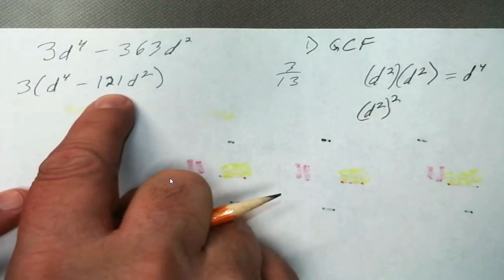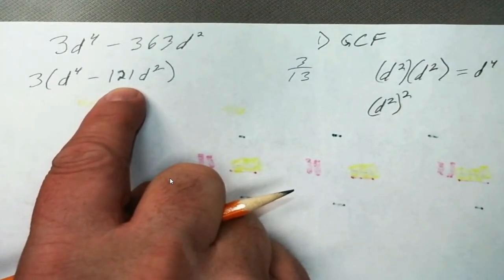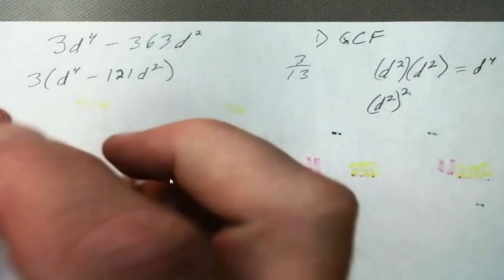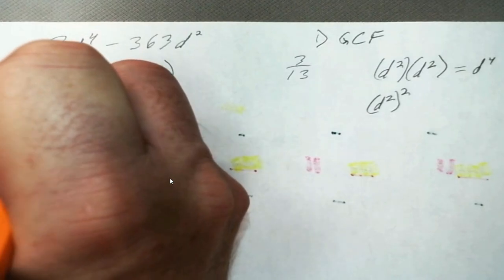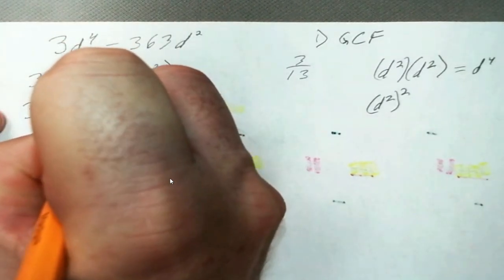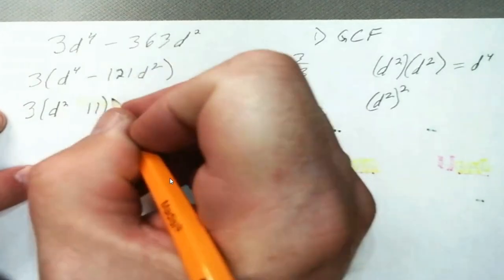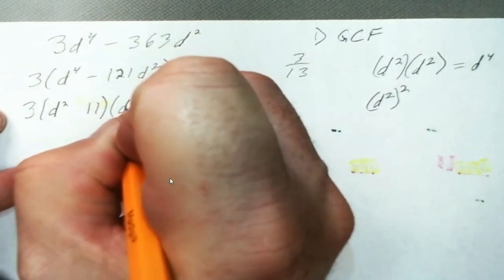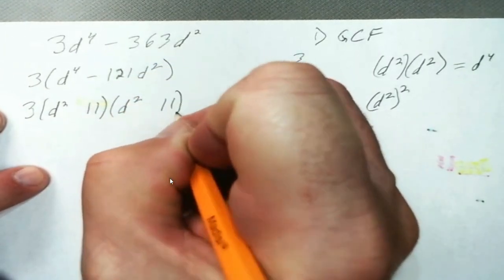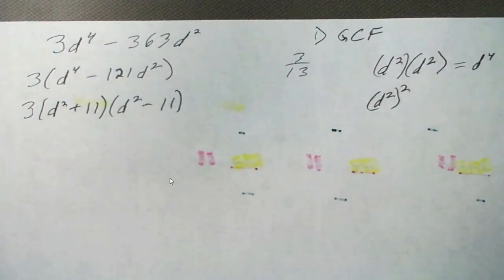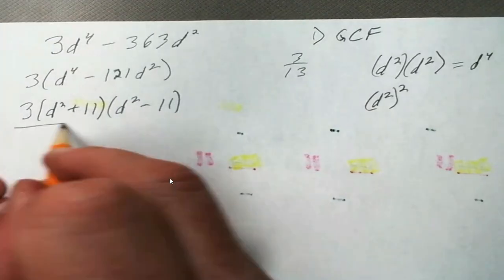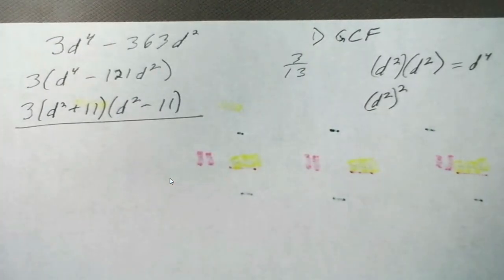How about this? 121 d squared. So this factors to d squared and 11, because 121 is 11 squared. D squared and 11, and we make one positive and one negative. That's what it factors to, using the difference of squares.